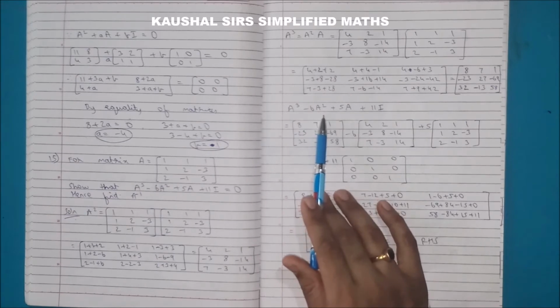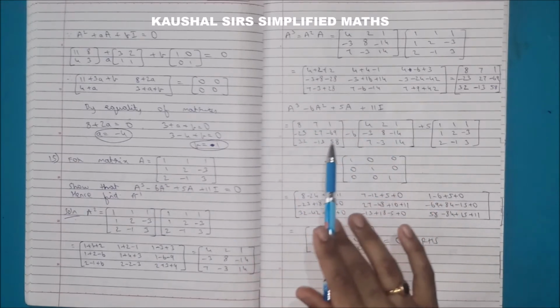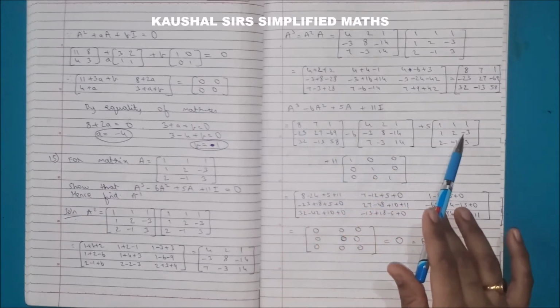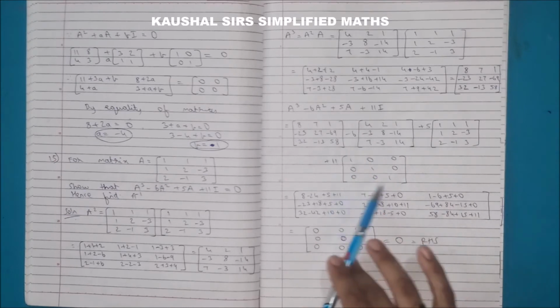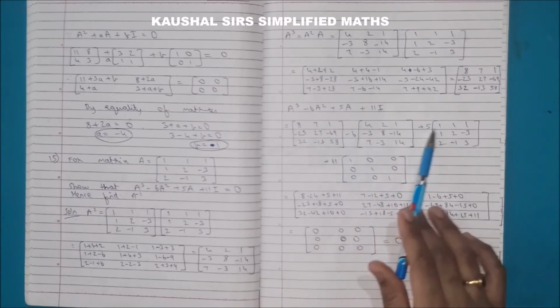So A cube minus 6A square plus 5A plus 11I, you want to prove that it is a zero matrix. A cube का value लिखा, minus 6 into A square value we have put, plus 5 into the matrix A, plus 11 into identity matrix of the order 3 by 3.